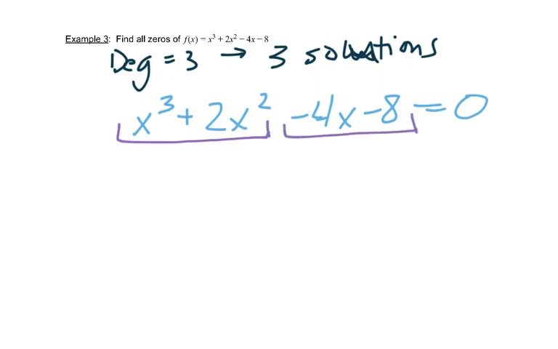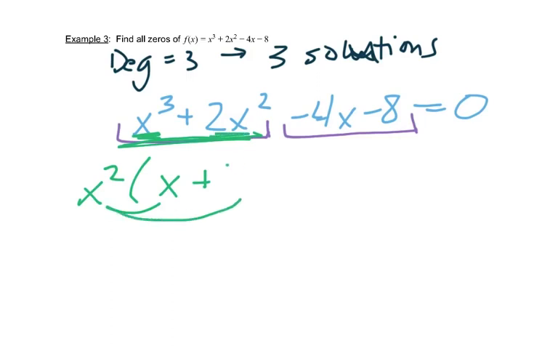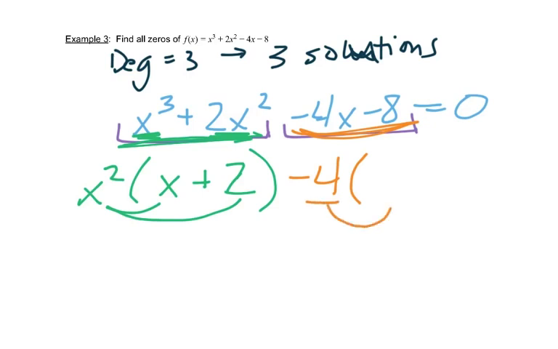The greatest common factor in the first 2 terms is x squared, so I'll factor that out. X squared times x gives me this x cubed. Keep that plus. X squared times 2 gives me this 2x squared. Over here, the greatest common factor is 4, but they also both have a negative, so I'm going to do -4. And negative 4 times x is what gives me that negative 4x. And negative 4 times a positive 2 is what's going to give me that negative 8. Still equal to 0.